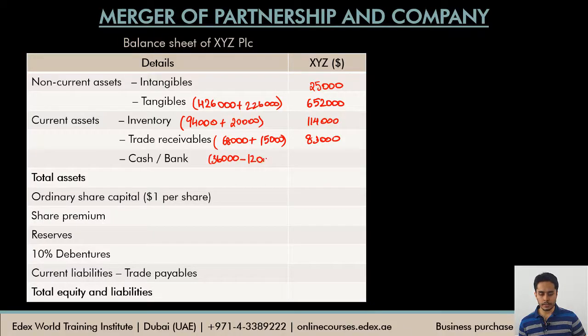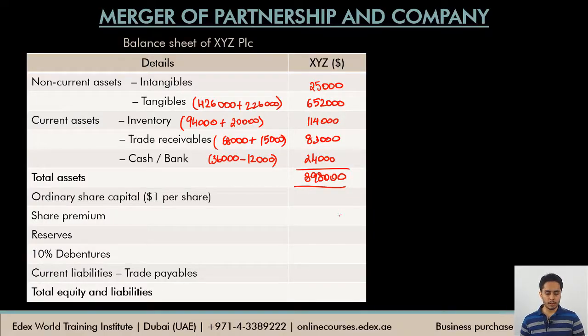12,000 is paid by check to the firm AB. So the remaining cash balance or bank balance remains in the firm is 24,000. Let's take a total of the assets. So we arrive at 898,000 total value of assets.